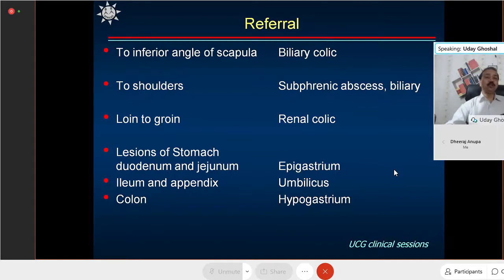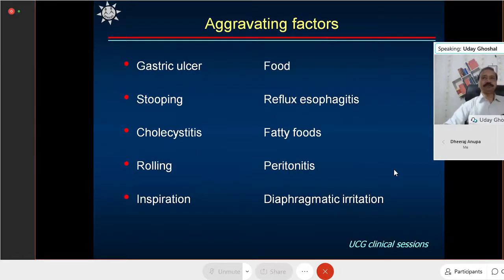Whereas T6 to T9 is the stomach nerve supply, parasympathetic and sympathetic nerve, mainly sympathetic, and the sympathetic nerve is the nociceptive nerve. T6 to T9 is the nerve supply of the skin of the epigastrium. Therefore, you get referral there, and colon to the hypogastrium.